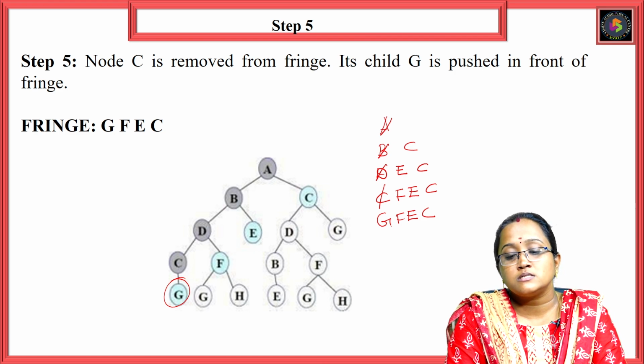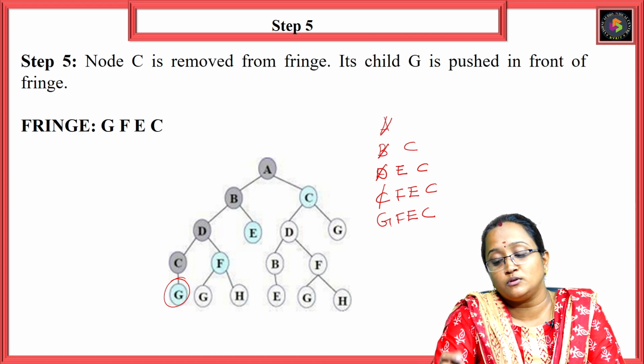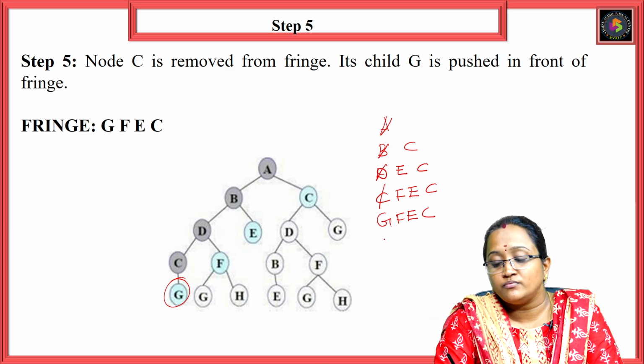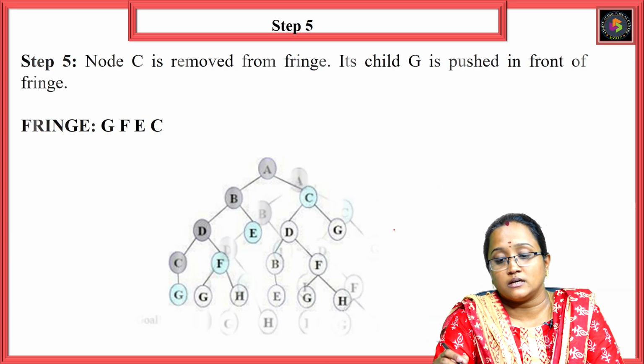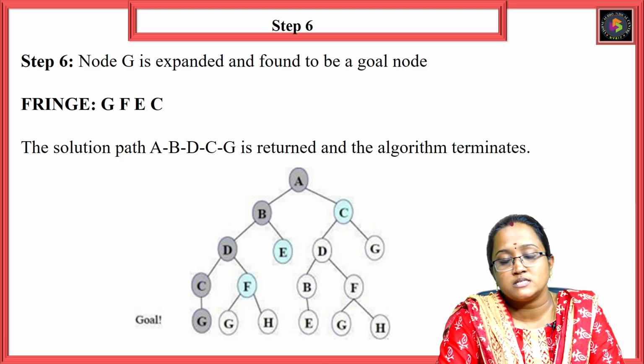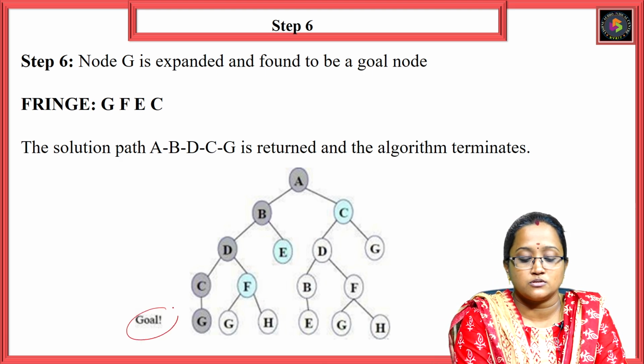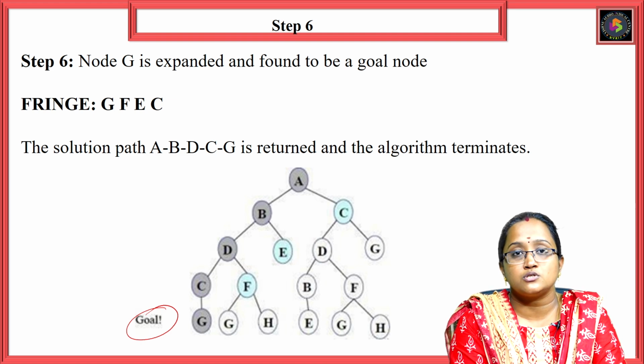Next, in depth-wise order, the next node at the top of the stack is G. So we have to check whether the top of the stack is a goal state or not. G is a goal state, so we have reached the goal and we have to stop the search.